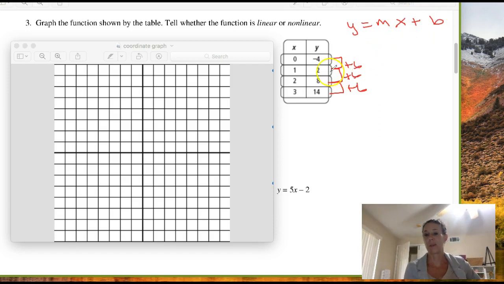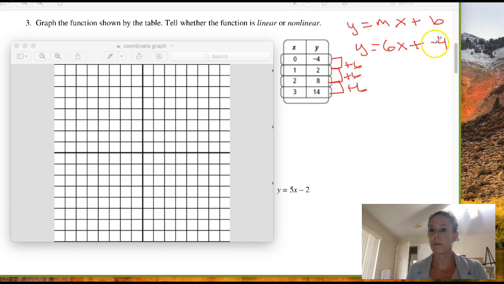y equals mx plus b. My y-intercept, which is b, is always the 0 term. When x is 0, I get my y only. So your y-intercept is -4. And your common difference tells you your slope, 6 times x. So I'm going to get y equals 6x plus -4.